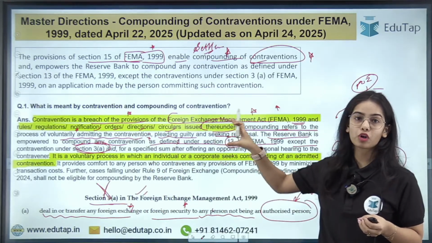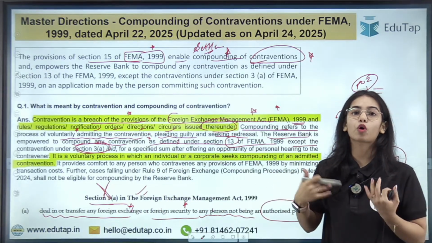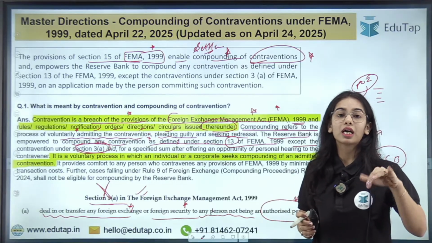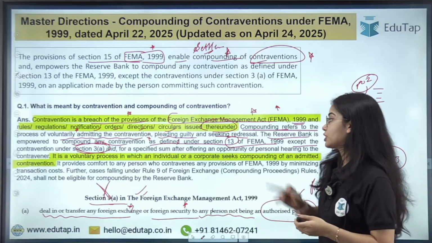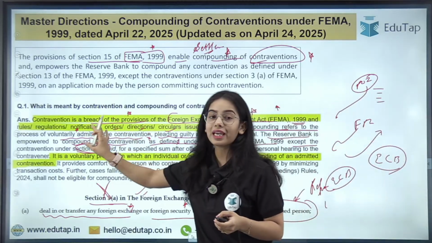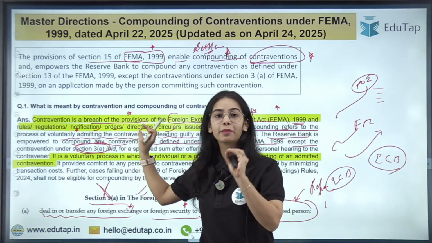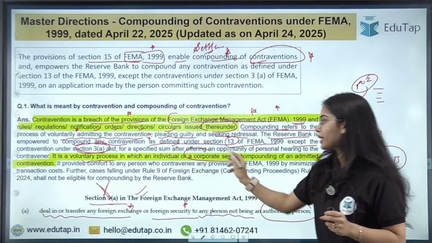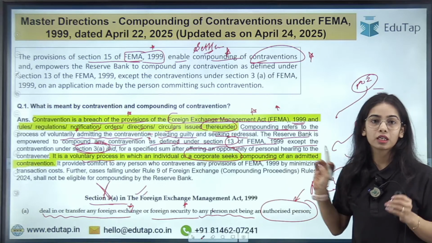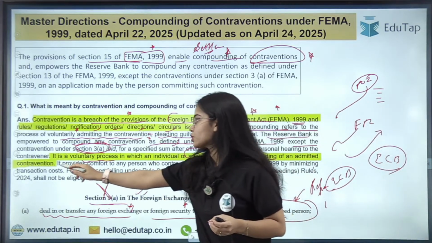So compounding of contravention, first of all, compounding is a voluntary process. It is not like that RBI will tell you then you will plead guilty. No, it is a voluntary process. So compounding refers to the voluntary admission of your mistake and pleading guilty. So it is a voluntary process in which an individual or a corporate seeks compounding of an admitted contravention. So this is the basic idea.